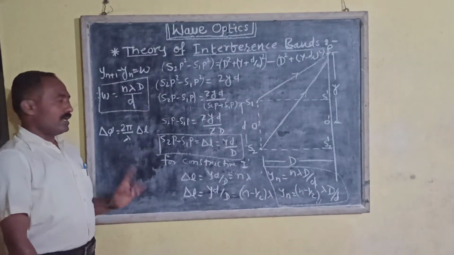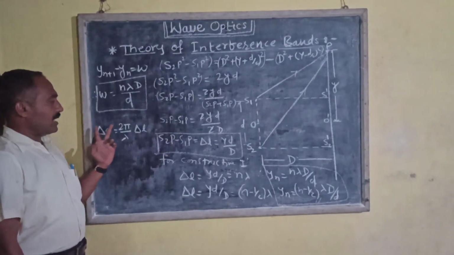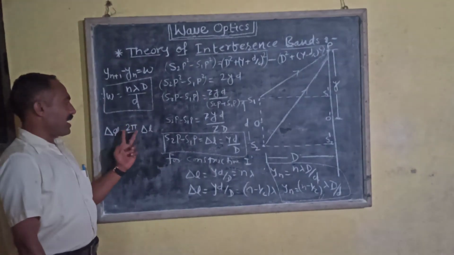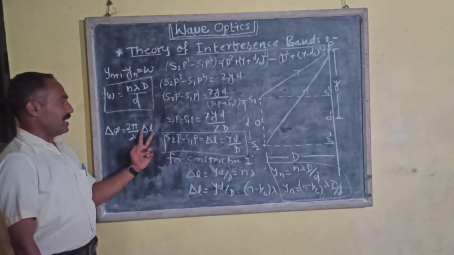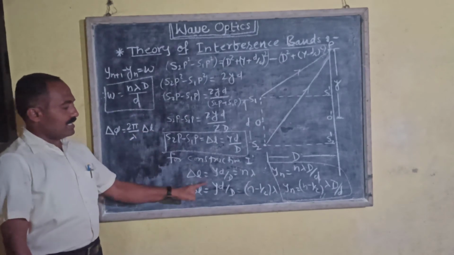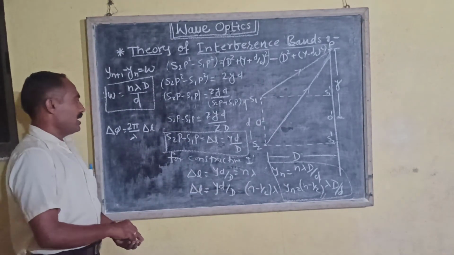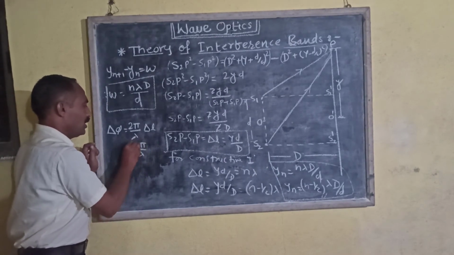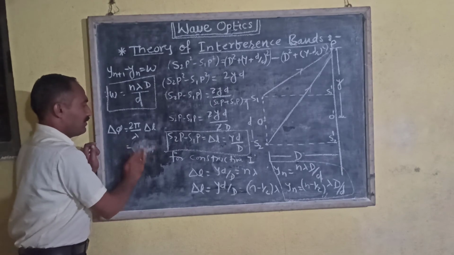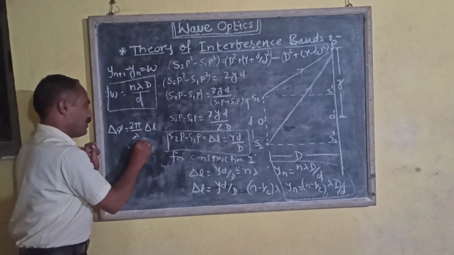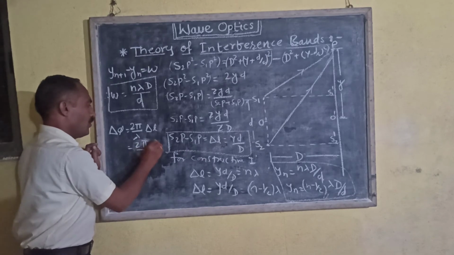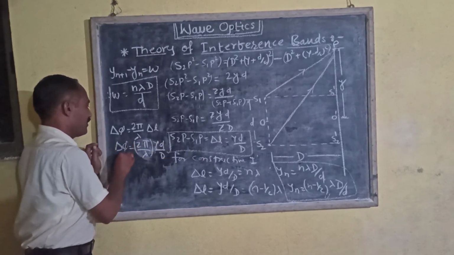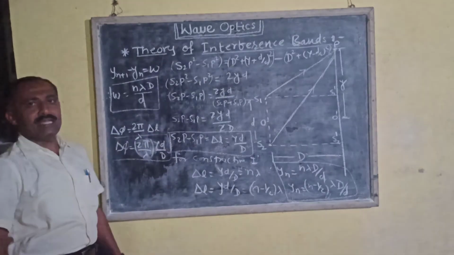Now, the relation between the phase difference and path difference is given by delta phi is equal to twice pi upon lambda into delta L. Now, the value of delta L is yd upon capital D. Therefore, delta phi is equal to twice pi upon lambda into yd upon capital D, and this is the relation between phase difference and path difference.